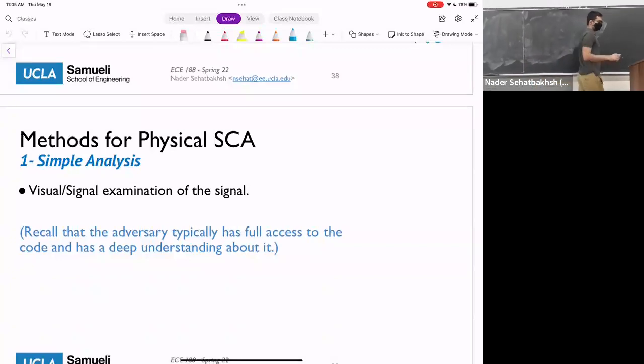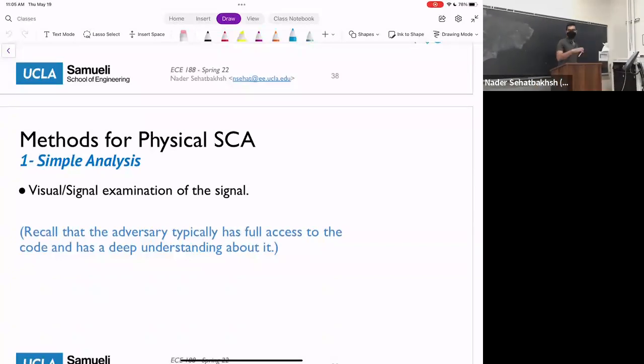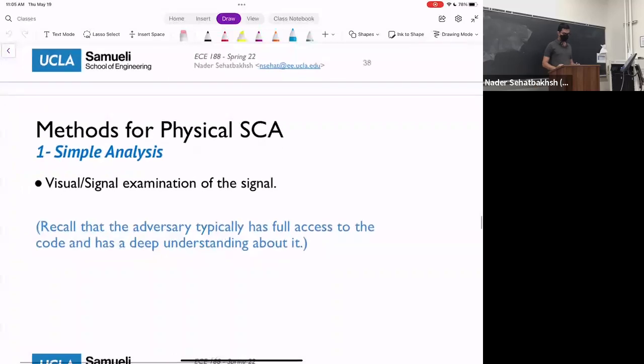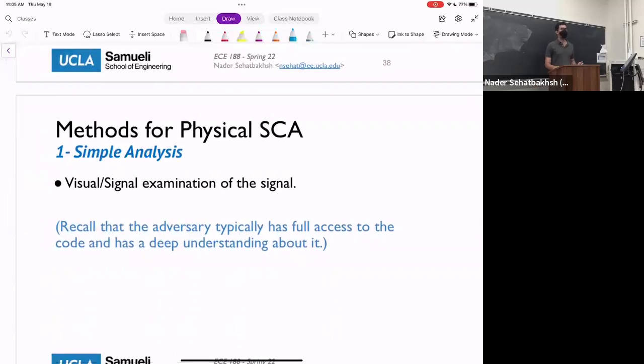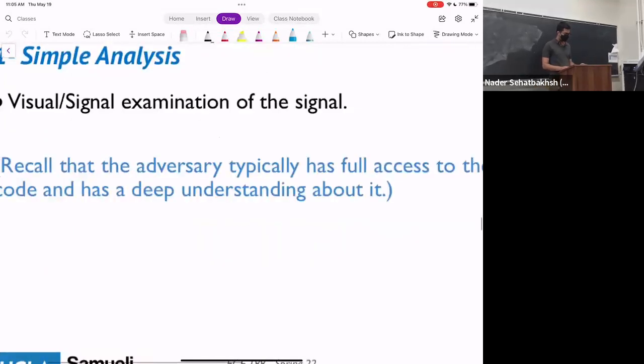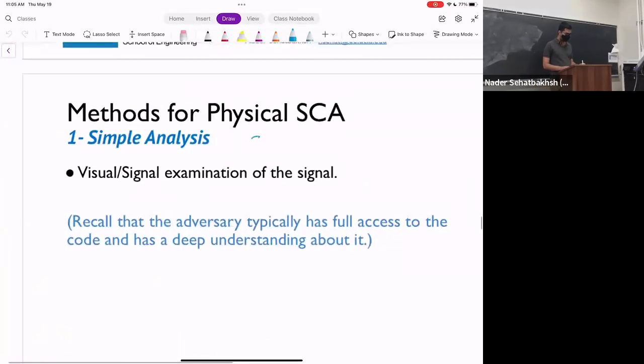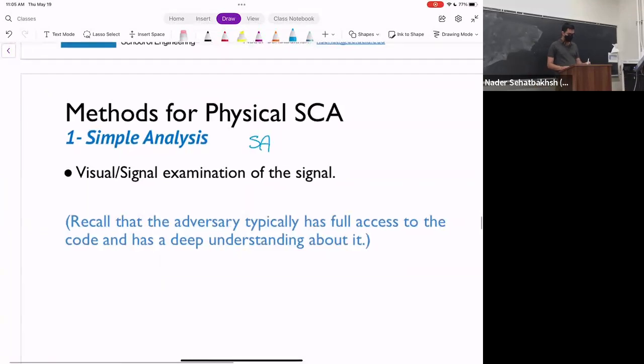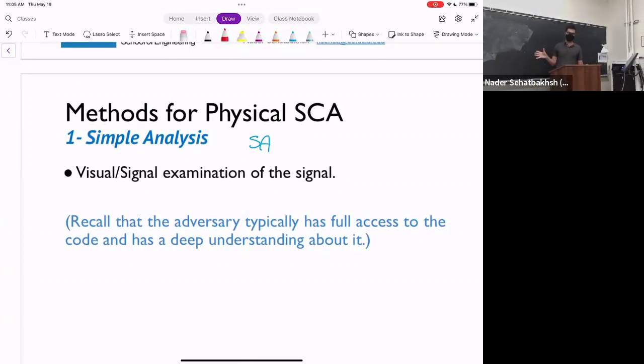All right, so continuing on. Now let's talk about these three different methods for physical attacks. The first one, as the name suggests, is simple analysis, or SA or SCA. What SA does is a very simple analysis, which usually is just some sort of visual or signal examination.